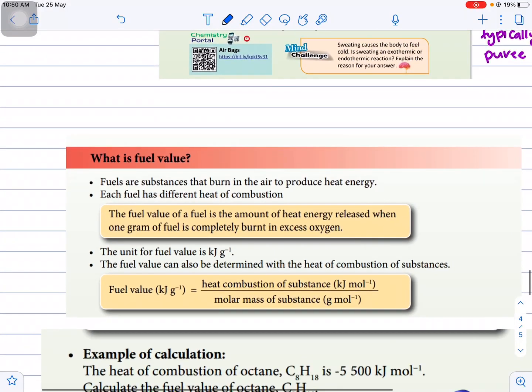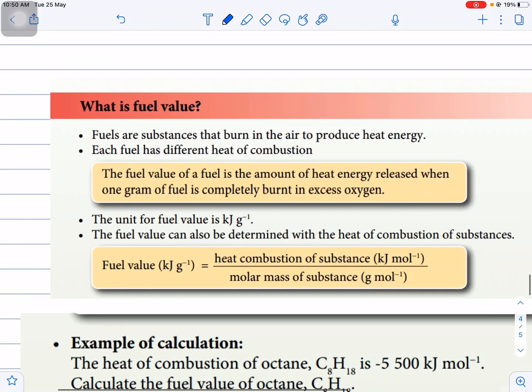Now let's move on to the fuel value. Okay, what is fuel value? A fuel is a substance that burns in the air to produce heat energy. As we know, each fuel has a different heat of combustion. If you use methanol and propanol, you are going to see they release different amounts of heat, and for sure they have different heats of combustion.